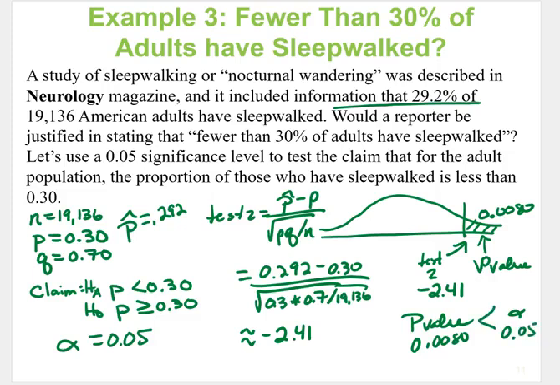That p-value is much smaller. So if the p is low, the null must go. So I am going to reject my null, which is not my claim. So that's nice for me because I'm not rejecting my claim. That means that we are in support of that alternate hypothesis. So there is sufficient evidence to support the claim that fewer than 30% of adults have sleepwalked. The good news with this is everything worked out nicely.